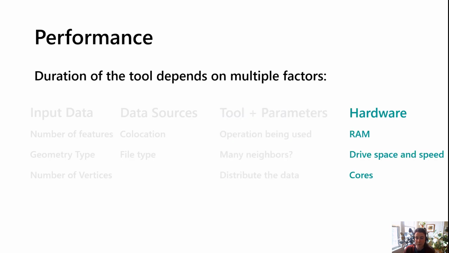And then lastly, we have hardware. The amount of RAM on your machine definitely helps. I believe on the next slide I'll talk about this a bit more. The drive space and speed can also help, like improving your drive speed is definitely beneficial. A solid state hard drive performs really well. And then cores as well. I had that other slide where I had 36 cores. That is not expected, but a machine with more cores and more RAM is definitely going to perform a lot better than one with less.